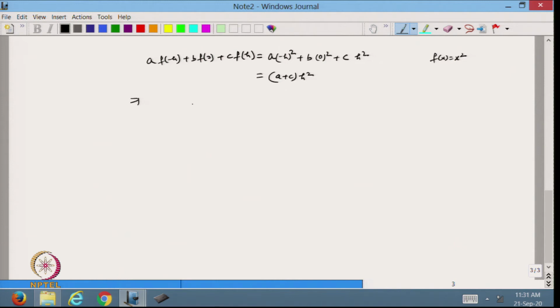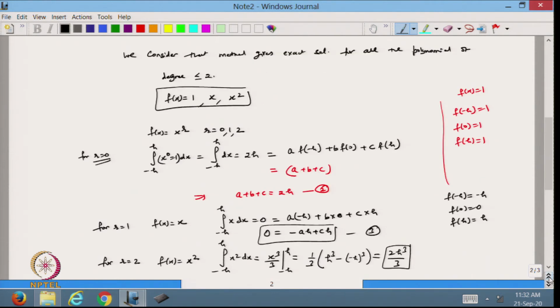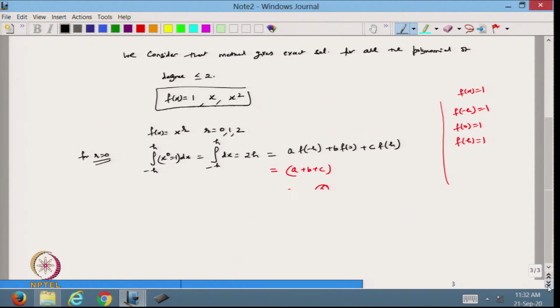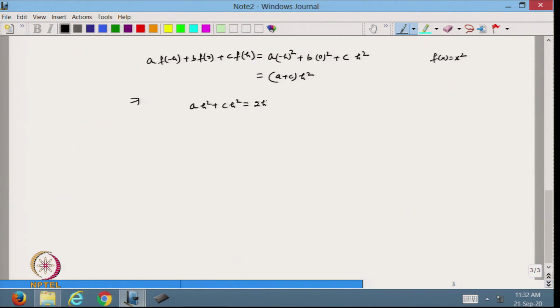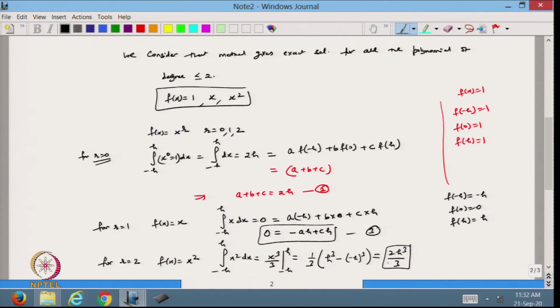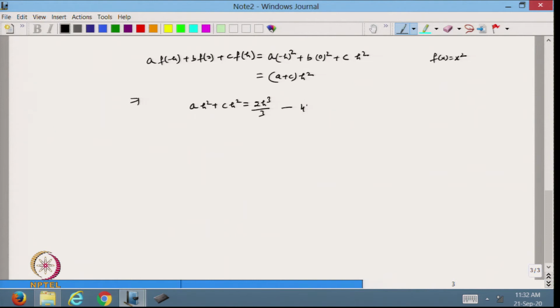Now, from here I can write that this will be equal to a h square plus c h square, and that is equal to, what the value we got, 2 h cube by 3. So, this is equal to 2 h cube by 3. So, that is the value. This is my equation number 4.